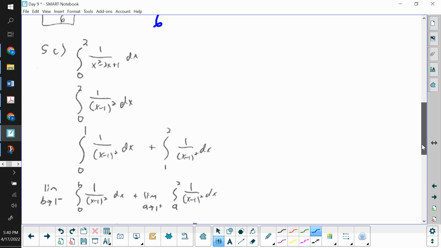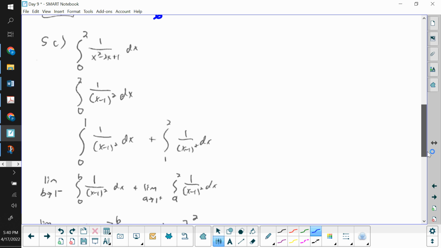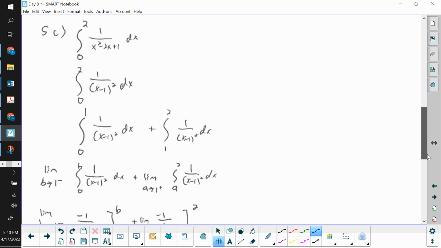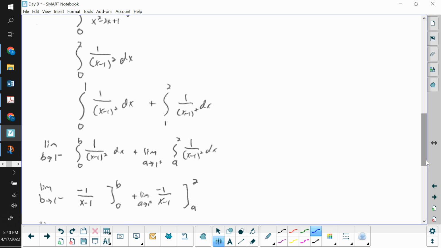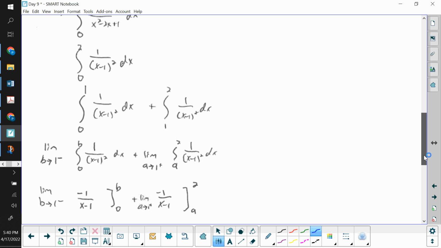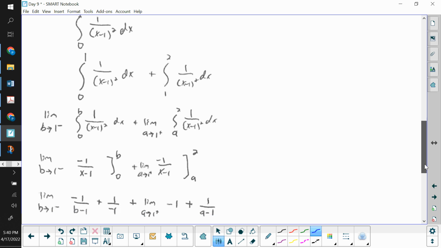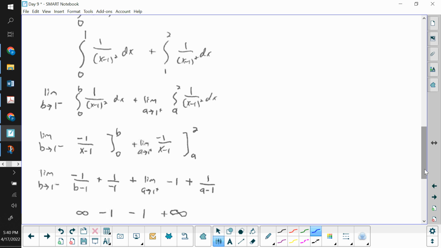Now, when k is 1, that factors into x minus 1 and x minus 1. So we're actually going to have an asymptote at 1. They kind of give you a hint that there's going to be an issue by saying if it's converging or diverging. So we have to do this separately, an integral from 0 to 1 and 1 to 2. We'll then have to do our limits.